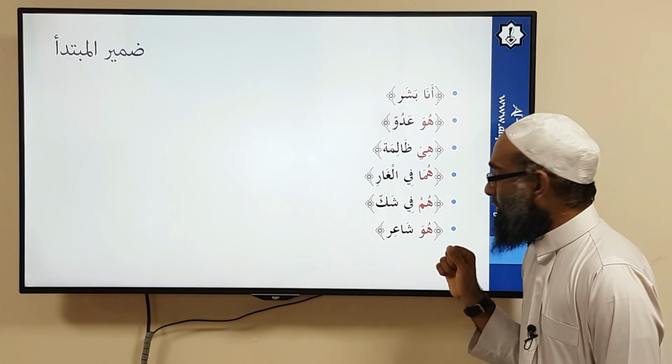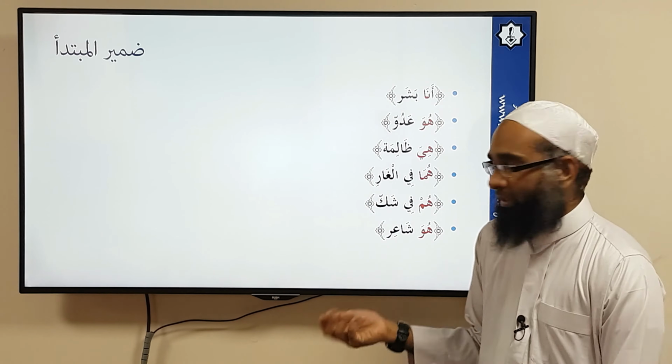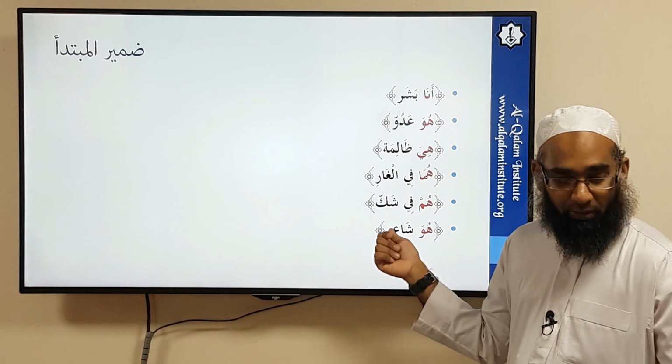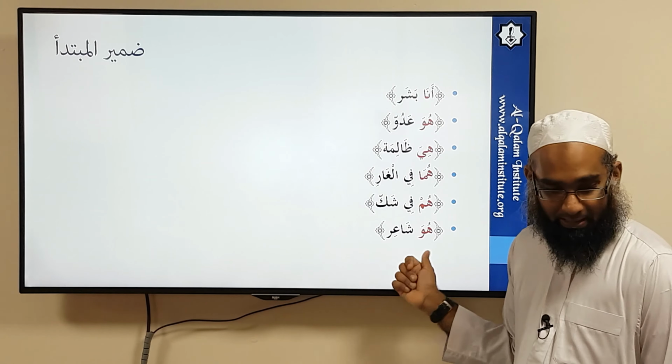Huwa sha'ir. This is what the people of Makkah used to say against the Prophet ﷺ, the accusation they used to make, that this is not the book of Allah, this is some poetry. What is sha'ir? Poet. So what would this mean? No, huwa is he. He is a poet.